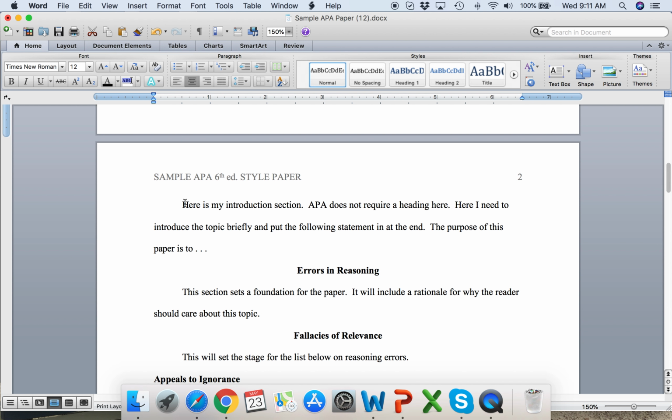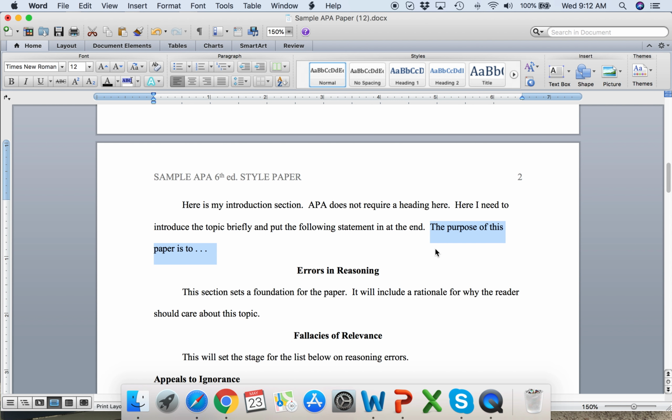Down here you'll see I always have an introduction, and I just briefly put this in here. One of the things I want you to make sure you understand is that APA does not require an introduction heading, but you do need to have a heading in every single paper. What I've written on many of your papers is that at the end of your introduction you should include a statement that says, "The purpose of this paper is to," and then give the purpose of the paper. Understanding the purpose is very important so that the reader has a clear outlook on what you're trying to get them to understand as you go through the paper.